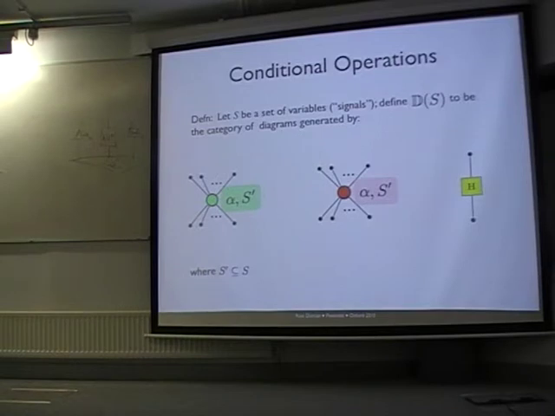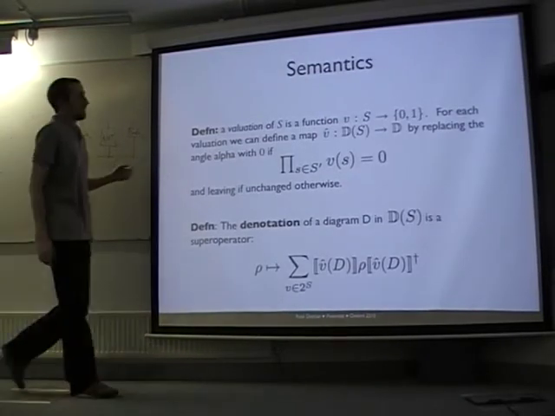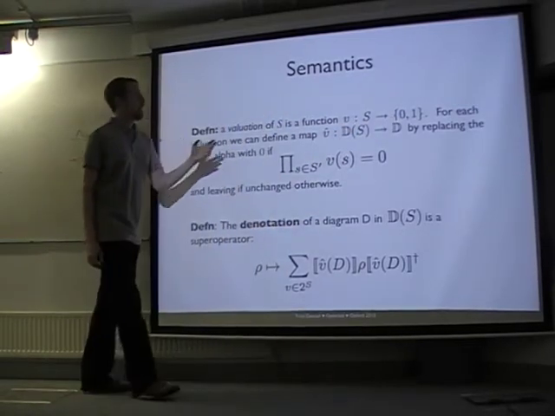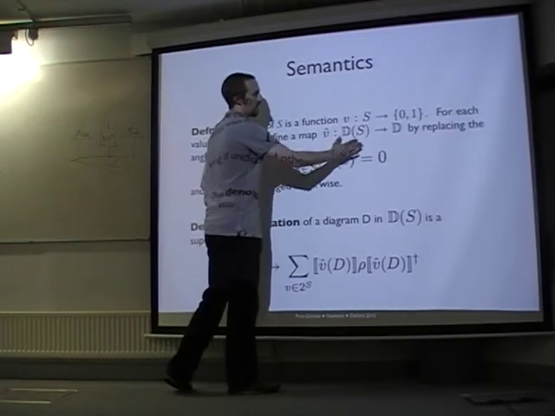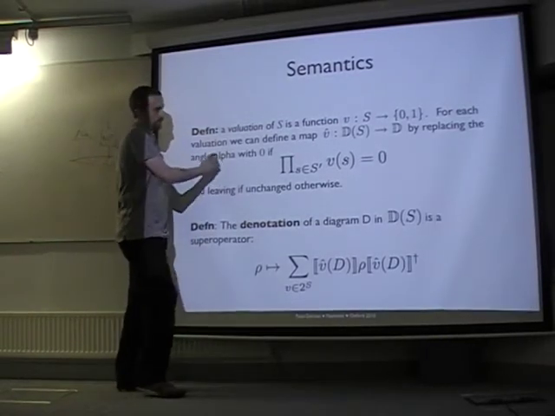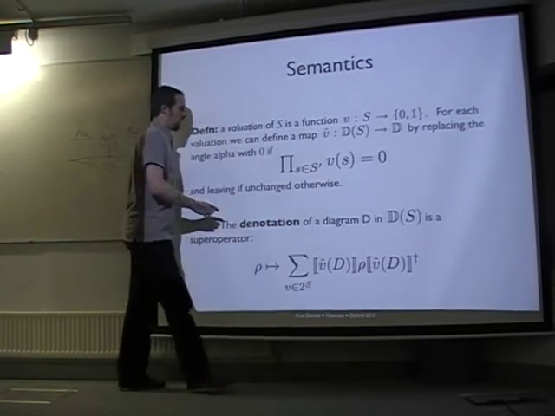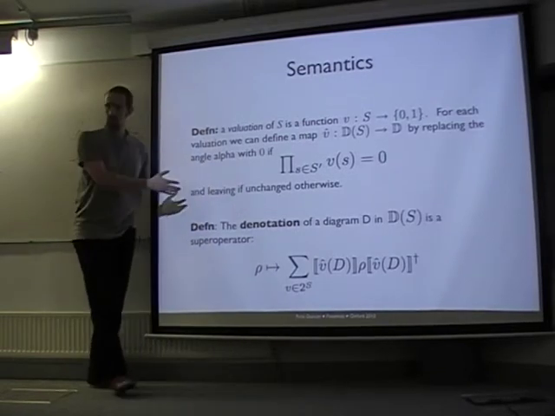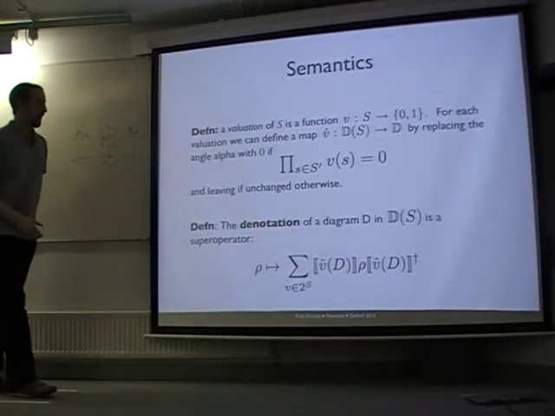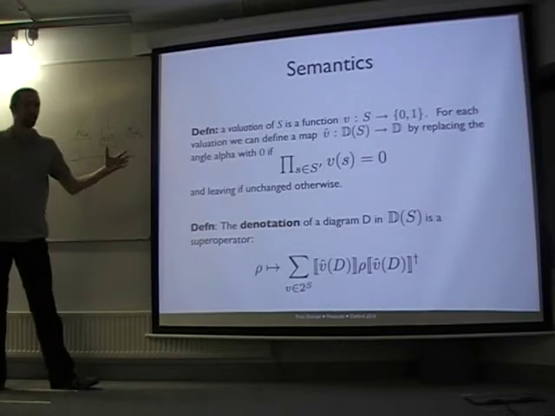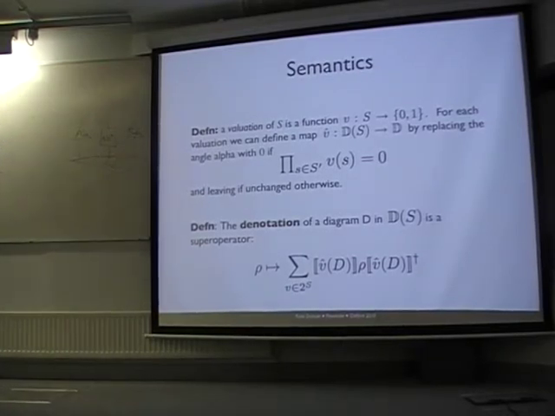I have that, and the idea is that when I have some set of variables, I'll have a valuation function into the Booleans. And then I have an induced map from this diagram with the variables to one without it, just by following this expression, which, whenever the product of these variables is zero, then I replace alpha with zero. If it comes out to be one, then I leave alpha as alpha. And this collection of valuation maps induces a super operator, which gives you the whole probabilistic description of this computation. This is exactly like the branch maps of the original semantics and measurement papers.